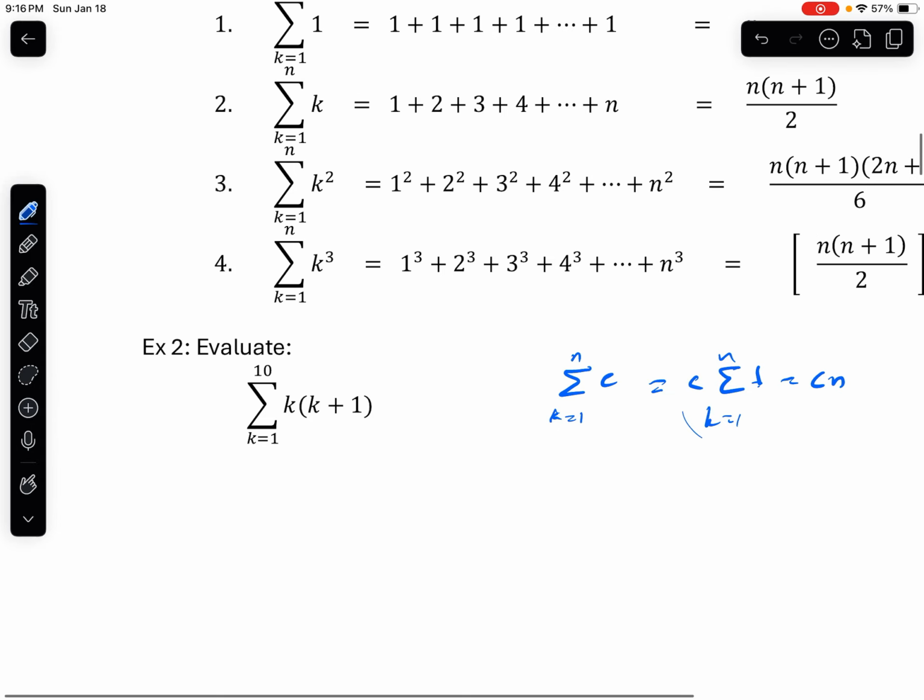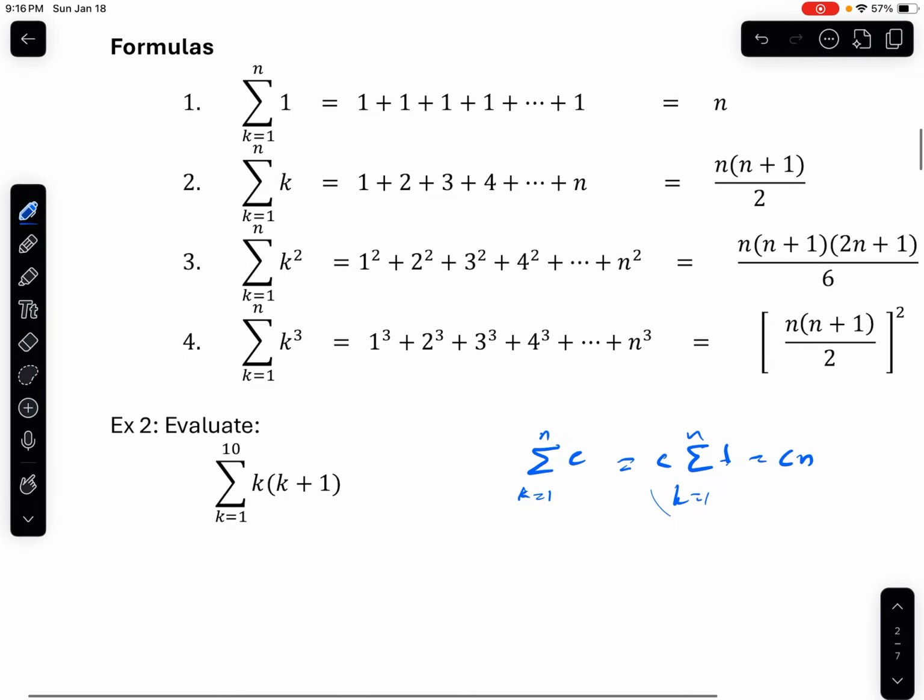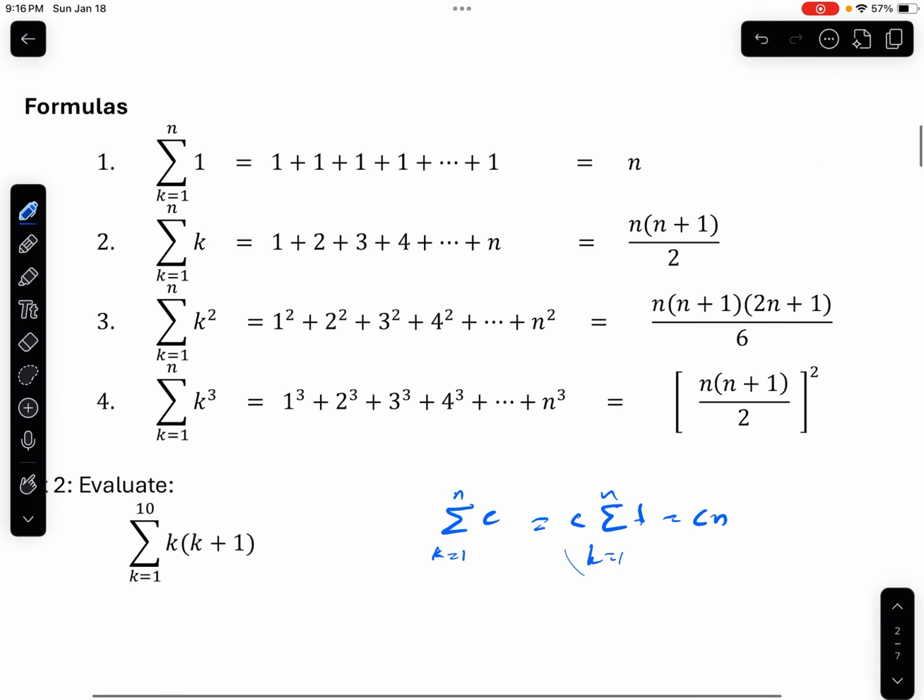Okay, the second formula is that if you have the summation of k, which is 1 plus 2 plus 3 plus 4 plus 5 and so on, up to n, if we total all of them, we always get n times n plus 1 over 2.